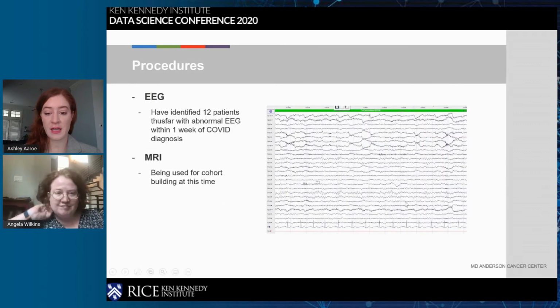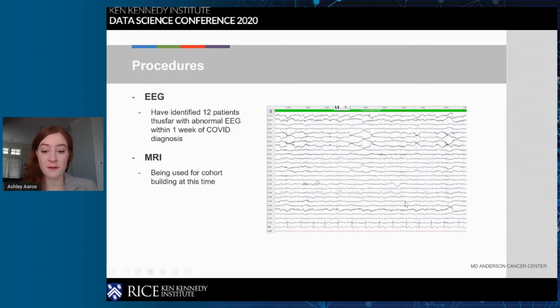We're also looking at electroencephalography, which is brain waves. We've so far identified 12 patients who have had abnormal brainwave tests within 1 week of COVID diagnosis. We're currently also looking at MRI reports to see if we can use that to identify patients who have underlying brain metastases or primary brain tumors.